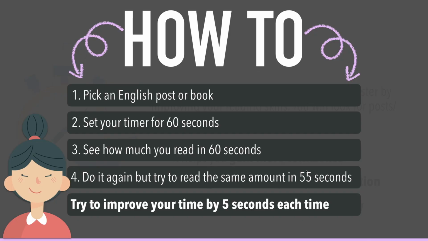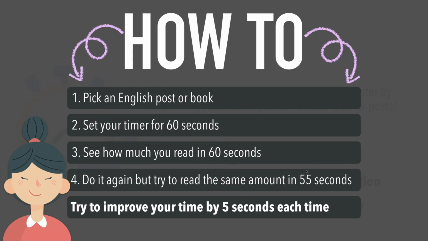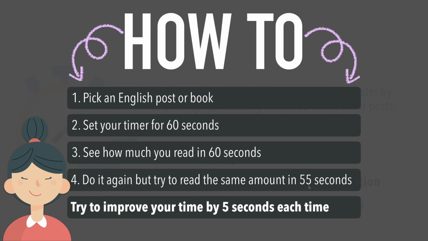All right. So how do you do this? Don't worry, I'm going to tell you. First, pick an English post or book. Then set your timer for 60 seconds. Now, again, remember, you can choose the amount of time. I'm just putting 60 seconds as an example, okay? See how much you read in 60 seconds and then do it again, but try to read the same amount in 55 seconds. Try to improve your time by 5 seconds each time.